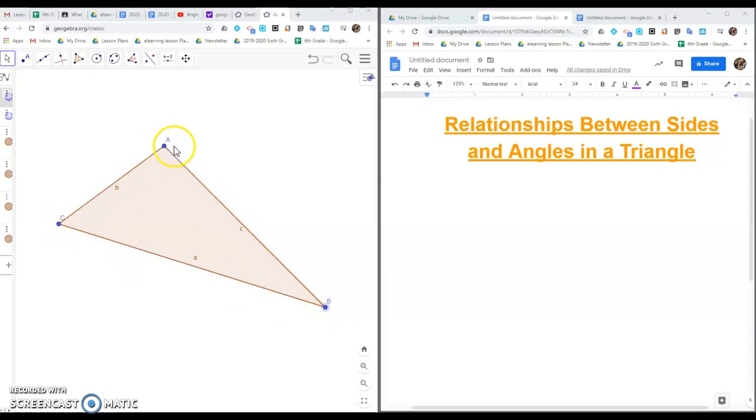Across from the vertex or angle A, we have the side length, small a. Across from the large B or the vertex B, we have the length, small b, and across from the large angle C, we have the small letter for the length c. These are also called AB, BC, and AC.